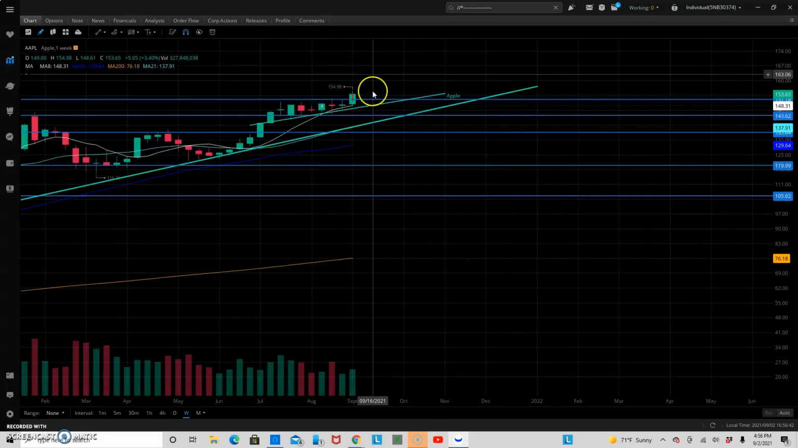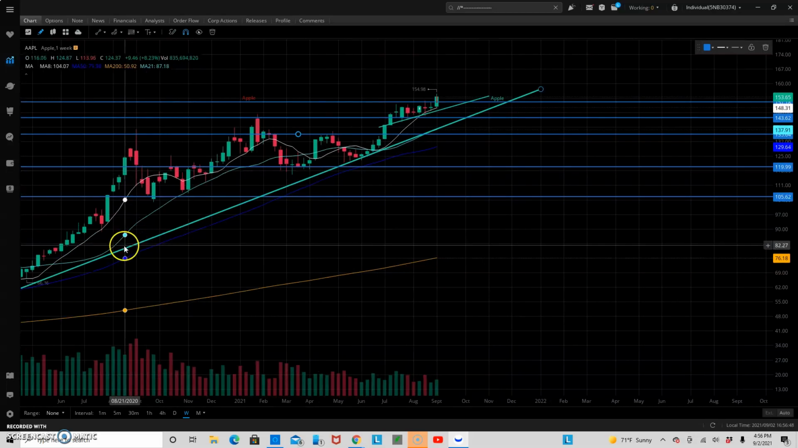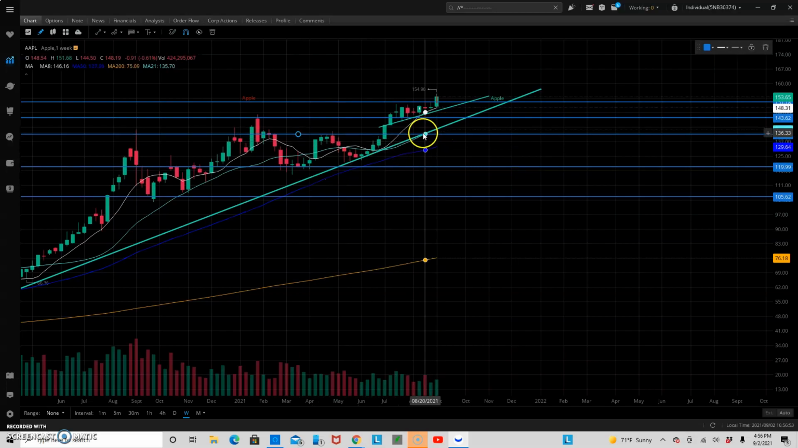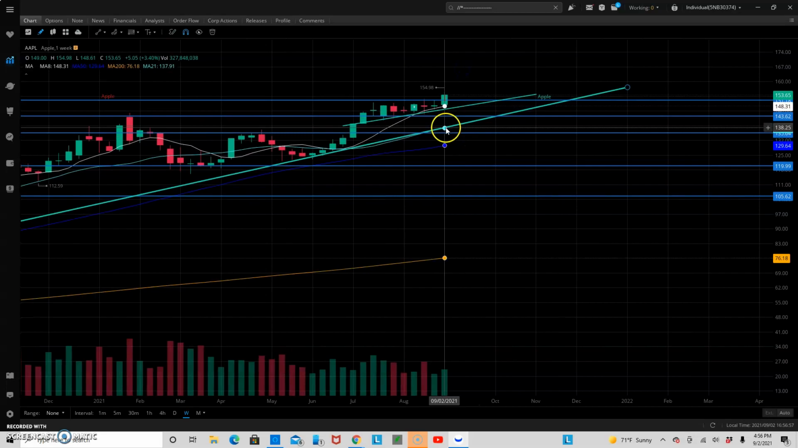So it might be more of a test of the 21 period moving average on the weekly chart than the 50. Okay, you could see it followed the 50 back here, but now it's starting to follow the 21 period moving average on our weekly chart. So if we do get a test of this trend line, that would be a test of the 21 period moving average, not the 50. Okay, the 50's down here.